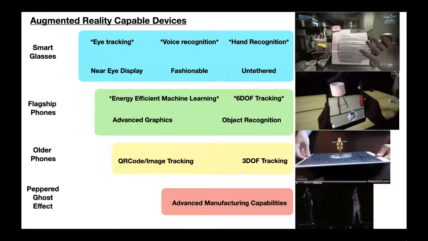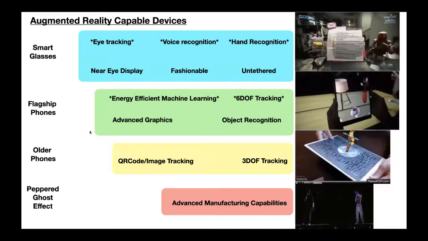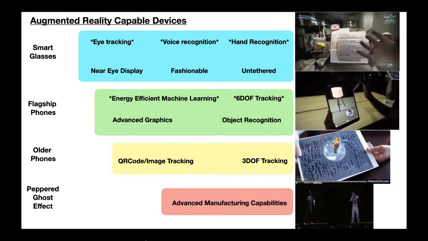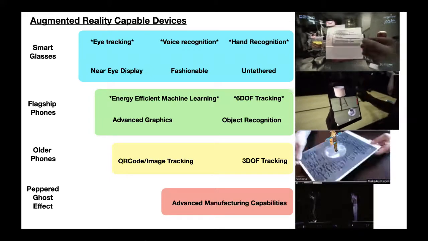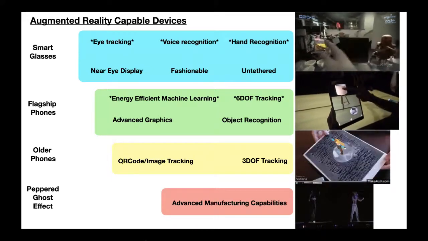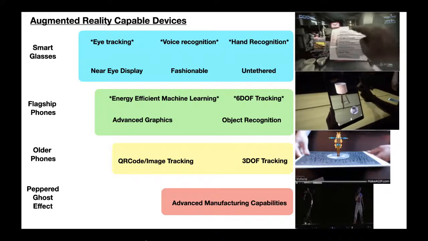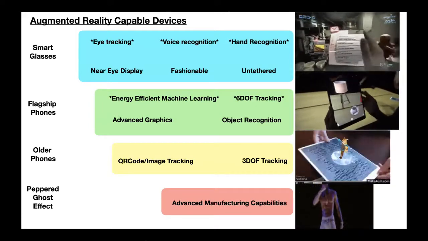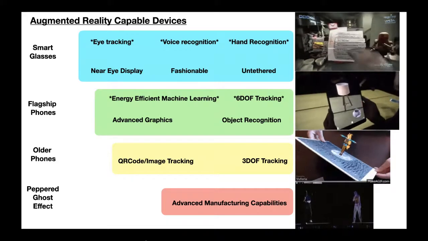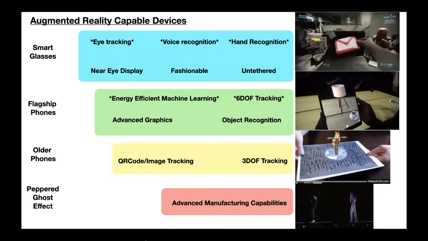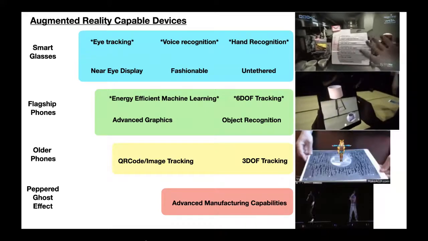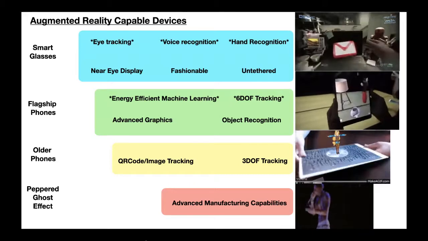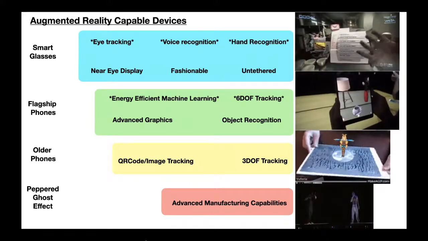So next up, we have our flagship phones. This would be like your most current iPhone, your most current Android phone. But this is where you get things like energy efficient machine learning, 6 degrees of freedom tracking, advanced graphics, and object recognition. So what does all of that mean for a normal person? Let's start at the top left there. So energy efficient machine learning. This is the ability for your device to use machine learning or artificial intelligence to really, there's a lot of things you can do with AI, but basically not burn your battery while doing it.